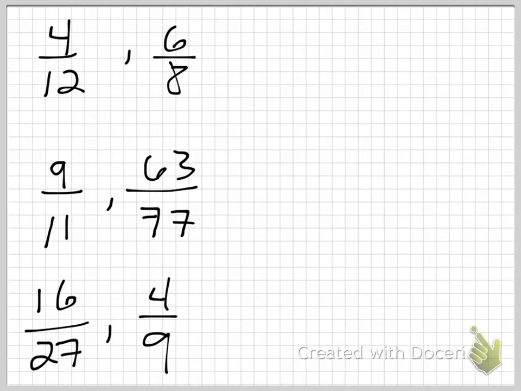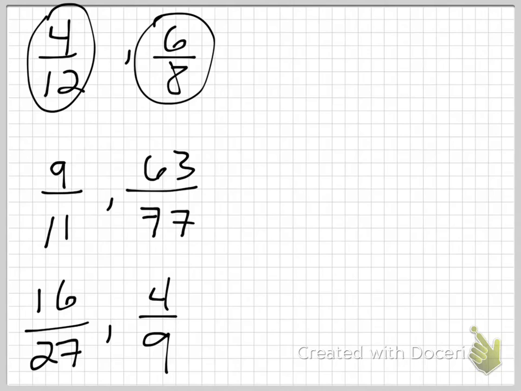Number 1 up here. 4 to 12 and 6 to 8. Do they form a proportion? What are some ways that I could use to solve this one? This is kind of an easy one. What could I do? Could cross multiply. 4 times 8 is 32. 12 times 6 is 72. Not even close. What else could I do that's really quick? Couldn't I reduce? Doesn't this reduce to 1/3 and this reduces to 3/4? Again, not the same. Right? When it reduces, they will reduce to the same if they form a proportion. So this is a big fat no.